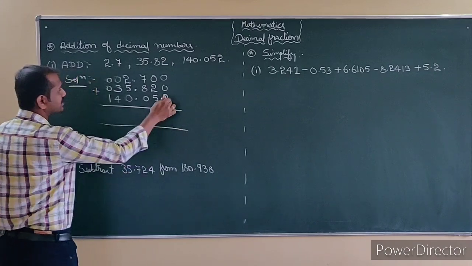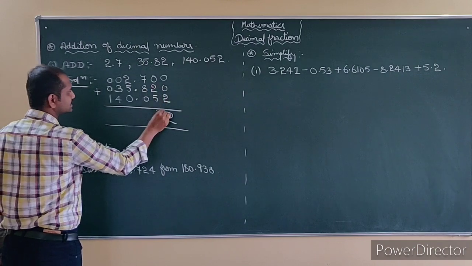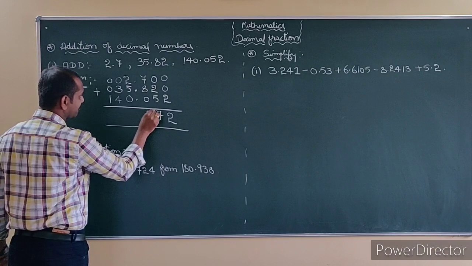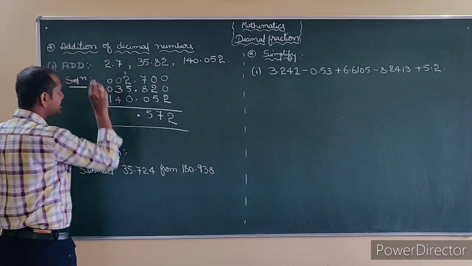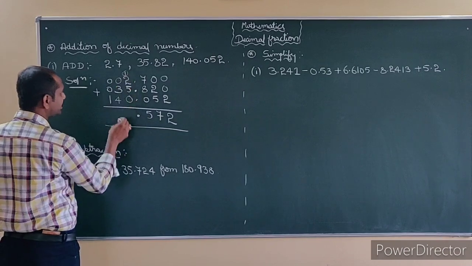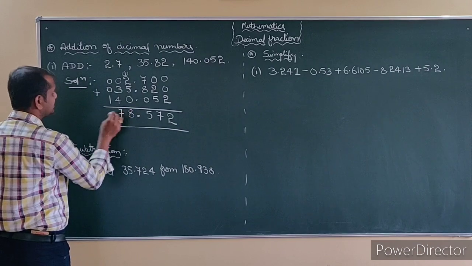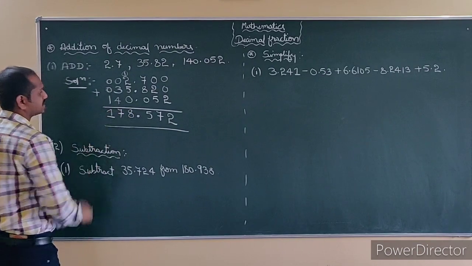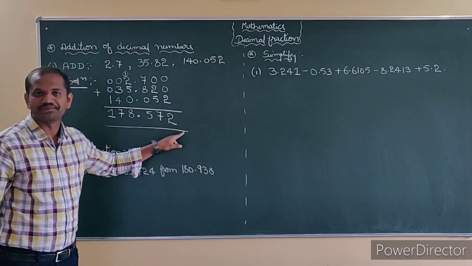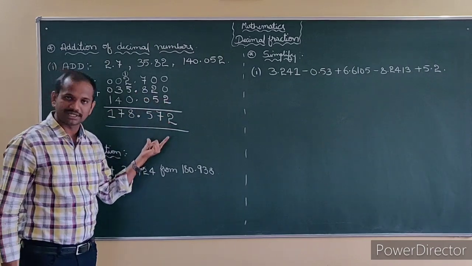So we have 2. 5 plus 2, 7. 8 plus 7, 15. 5. Keep a point, carry 1. This 1 is carry. 5 plus 2, 7, 1, 8. 4 plus 3, 7, 1. Therefore, the answer is 178.572. Did you understand? In the case of decimal fractions, you can just do it how I have done.